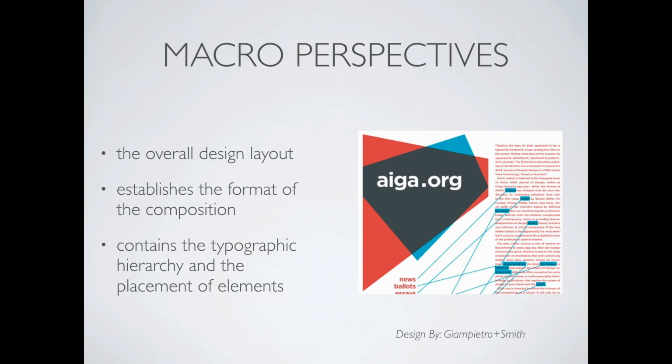Macro perspectives. This is looking at the overall design and layout, the format, the composition. We're going to talk all about this next class. And that contains the typographic hierarchy and the placement of elements. So establishing this hierarchy. What's the heading? What's the subheading? What's the body context? And being consistent with those pieces.